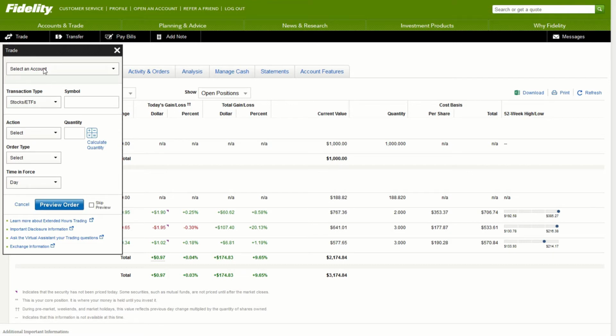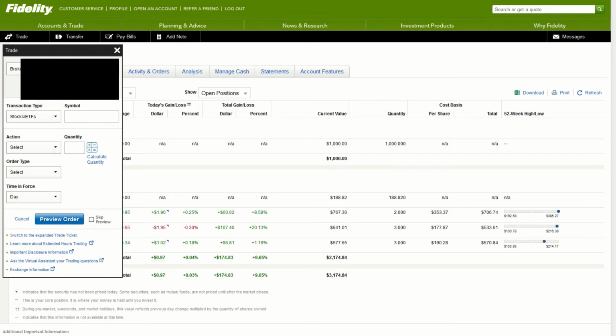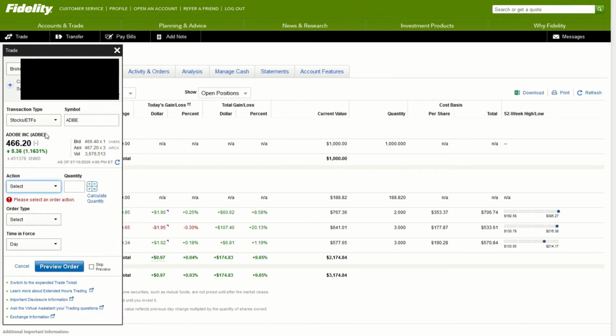And that would populate the trading ticket. We select an account. As you can see, we have two accounts here. There's about $1,000 in the brokerage account, so we choose the account that we want to trade from. And then we will select what we want to buy. So let us take a look at Adobe. We put in the ticker symbol for Adobe.